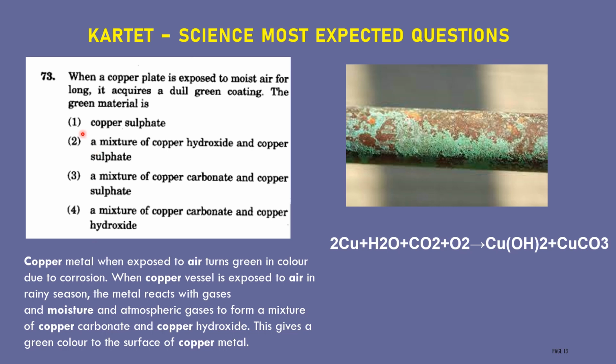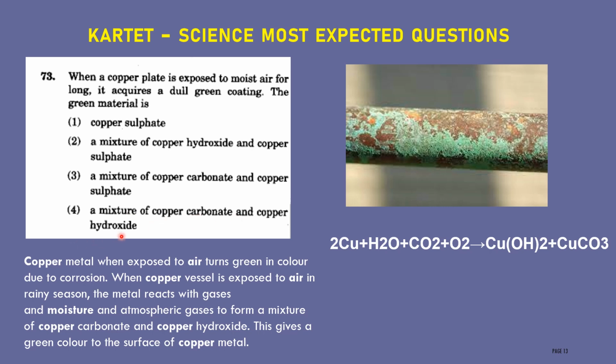Next question. When a copper plate is exposed to moist air for long, it acquires a dull green coating. The green material is: option 1 copper sulfate, option 2 a mixture of copper hydroxide and copper sulfate, option 3 a mixture of copper carbonate and copper sulfate, option 4 a mixture of copper carbonate and copper hydroxide.